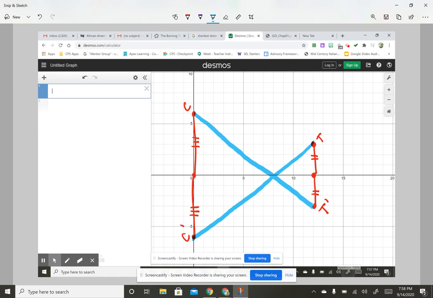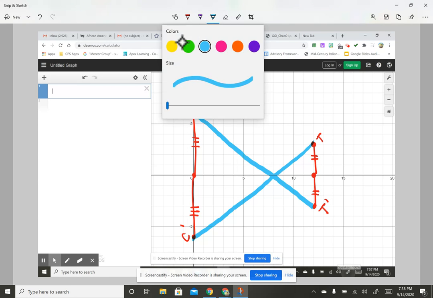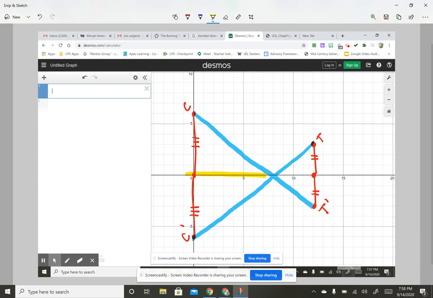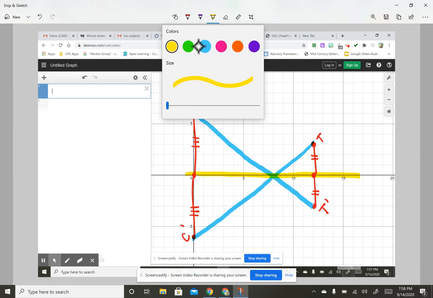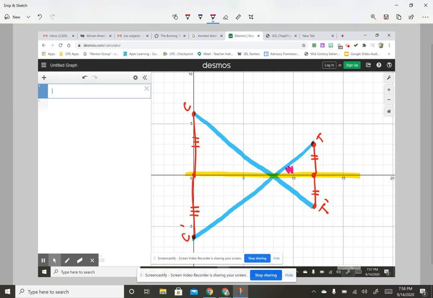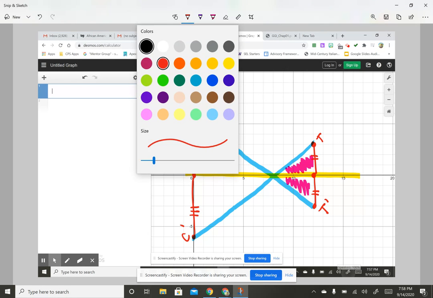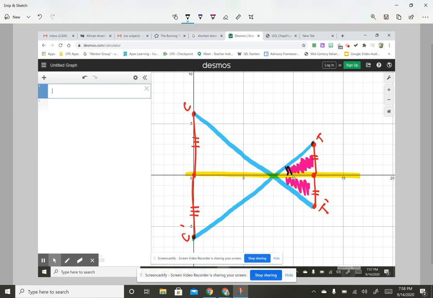All right, and now by doing that, let me highlight the river here. We should be able to see some triangle congruencies. So in this case, we've got this triangle is congruent to this triangle. And because that's true, we can then draw in congruencies on our triangle.